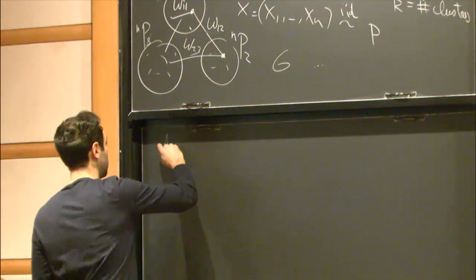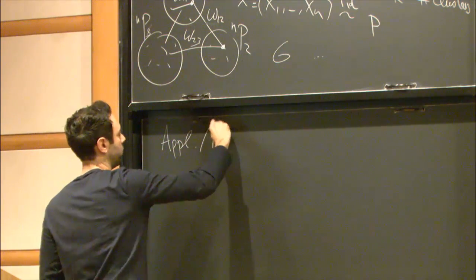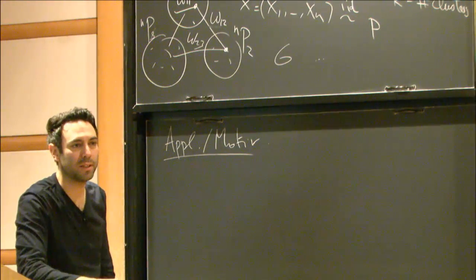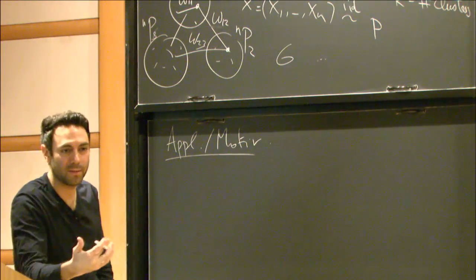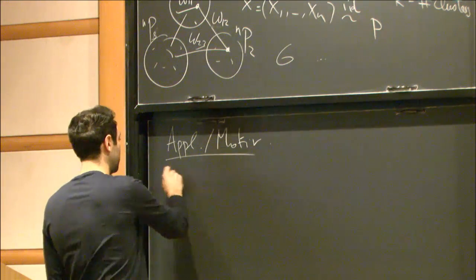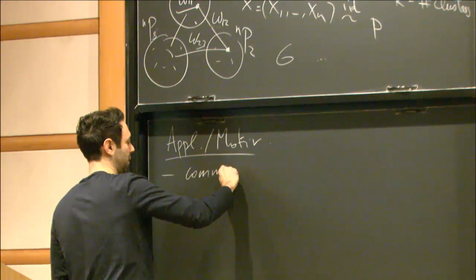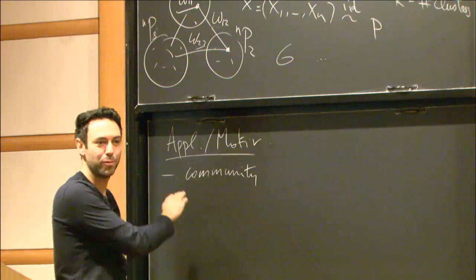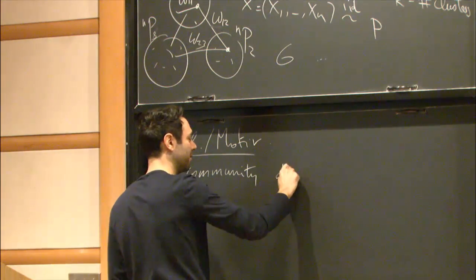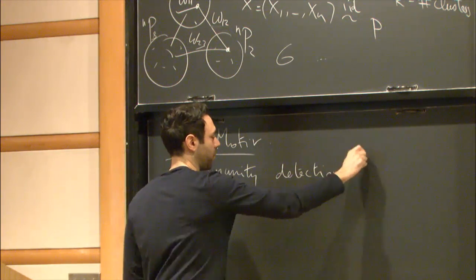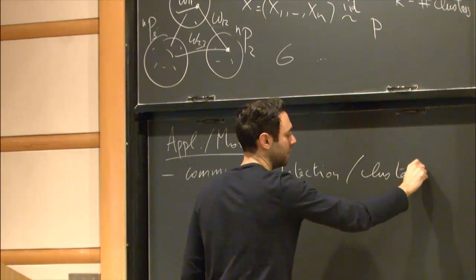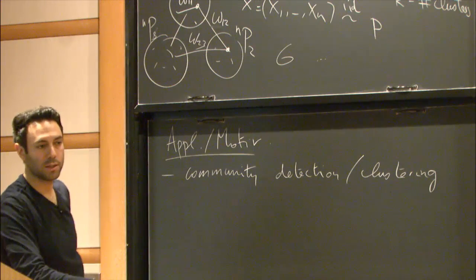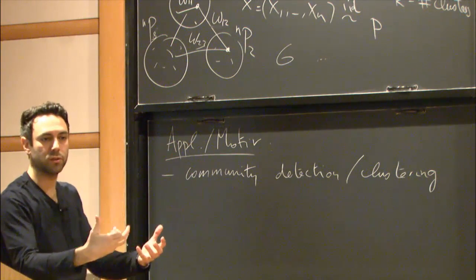So, some application or motivation. One of the reasons why this model is popular is the fact that it came from multiple communities, no pun intended. Ironically, it comes from community detection or clustering. That's where the name stochastic block model comes from. It's the machine learning and statistics literature. These are generative models for a graph with clusters.